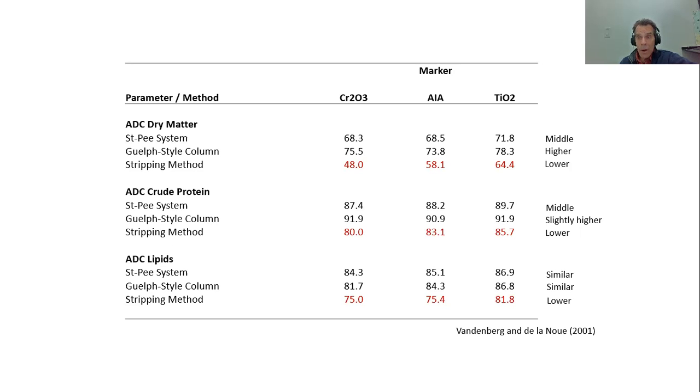Interestingly, the 3 markers led to different estimates of digestibility. In many cases, even using the stripping technique, you can see the titanium oxide results in a higher estimate of digestibility, and not a little bit, right? Over 16 percentage points, in this case, probably 30 or 40% difference in digestibility between titanium oxide and chromic oxide for dry matter digestibility within one system.